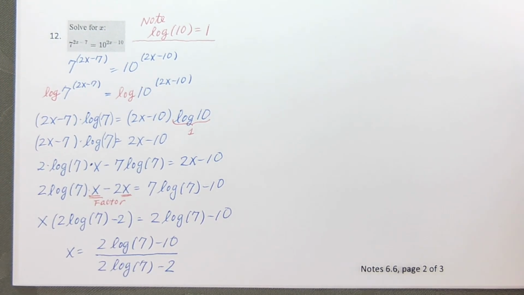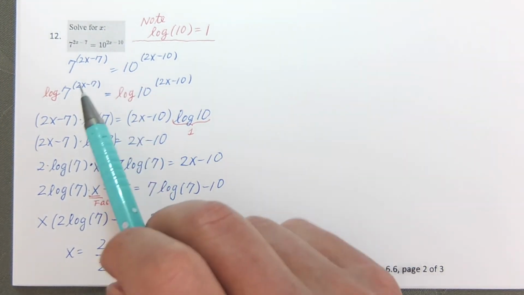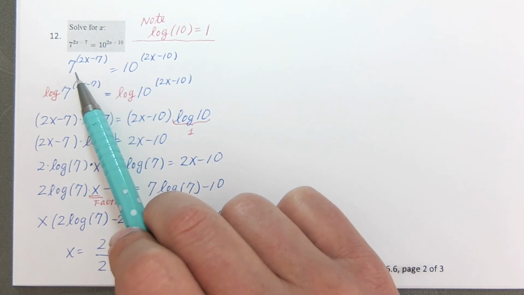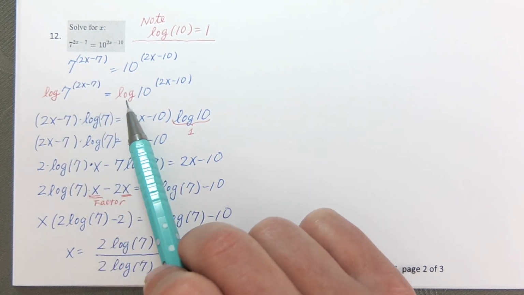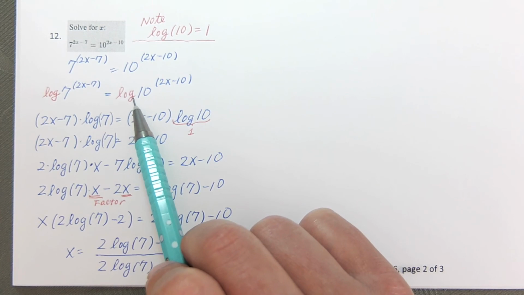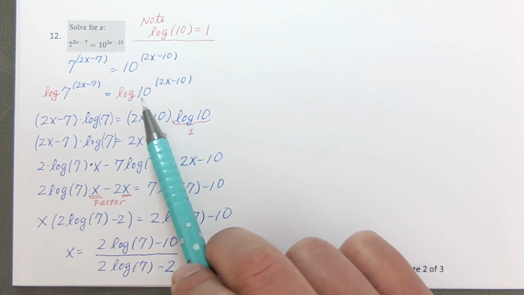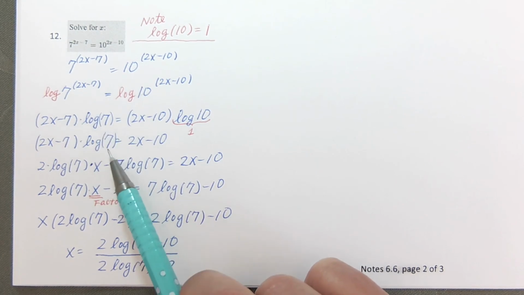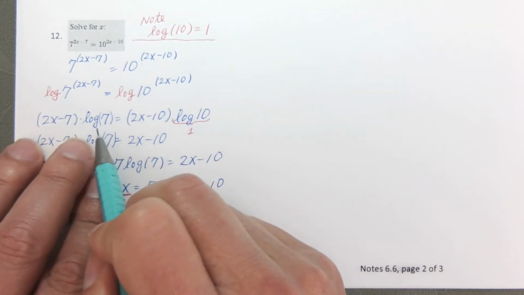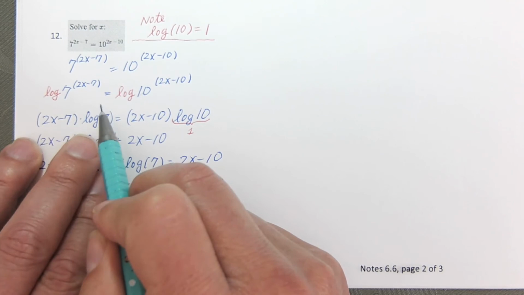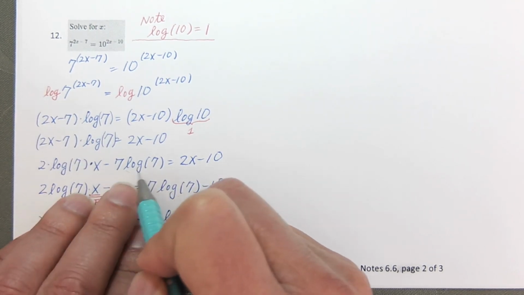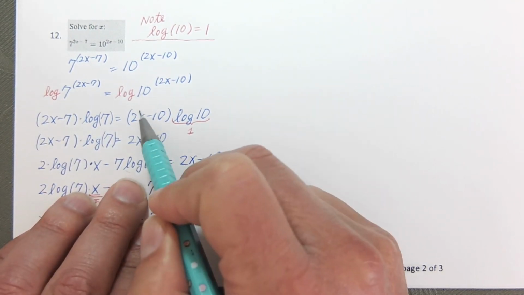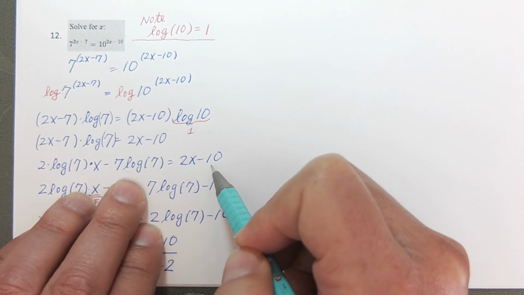For number 12 here, this is the most complicated type that we could do. And you can see I'm going to take the log base 10, the common log, to both sides. Very nicely, these two bases are the same, so that goes away and becomes 1. However, here, I'm going to have to take natural log of 7 and distribute it to the negative 7 and to the 2x, which is exactly what I did here. Notice it stays 2x minus 10 here.